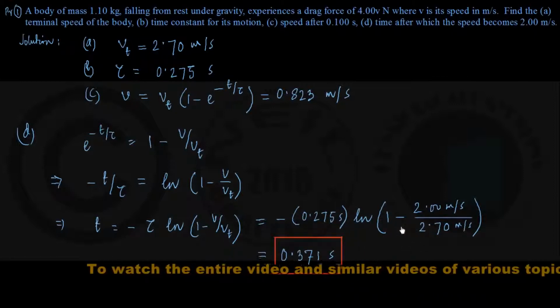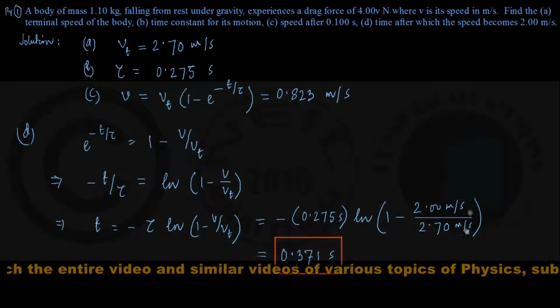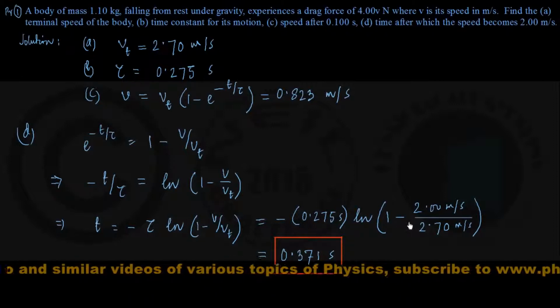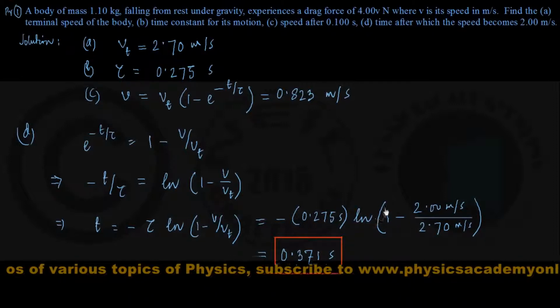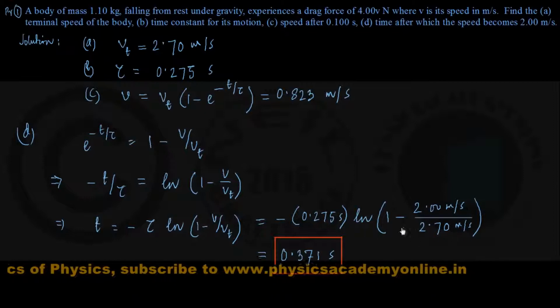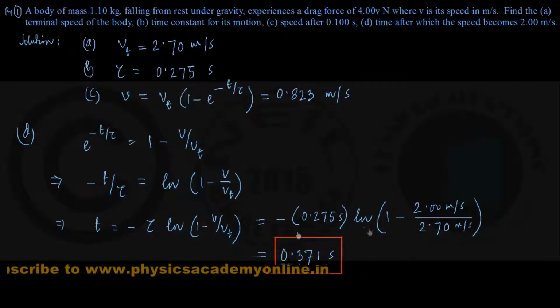Let me add just one point here. You can see the quantity inside the bracket is a fraction less than 1. So when you take the logarithm of that, this logarithm happens to be a negative quantity, and this minus, the two minuses eventually give me a positive result as expected.